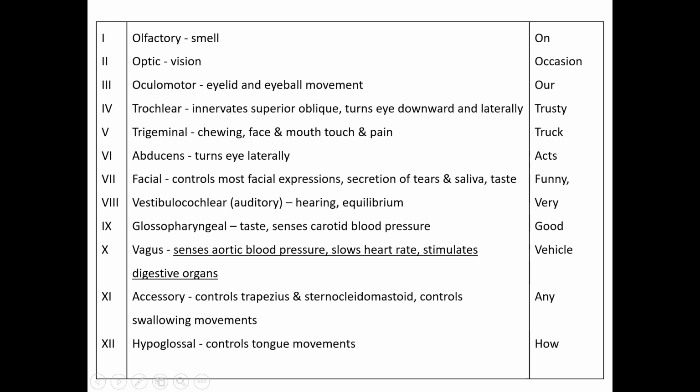Glossopharyngeal, number 9, responsible for taste, and also it senses carotid blood pressure in the large carotid arteries in the neck area. Vagus, number 10, can sense blood pressure in aorta, can slow down heart rate, and stimulate our digestive system organs. Number 11, accessory nerve. It controls big muscles, trapezius, sternocleidomastoid, and also swallowing. And hypoglossal, number 12, controls some muscles of our tongue.